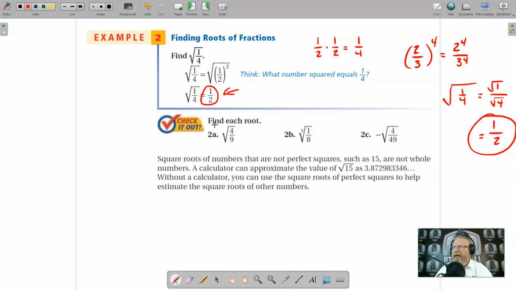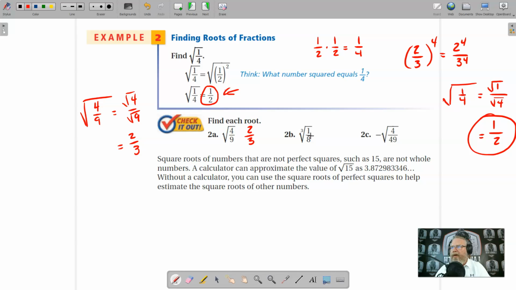So let's look at the example here. Root 4 over 9. Let's change that to root 4 over root 9. What's the square root of 4? 2. What's the square root of 9? 3. So this would be 2/3.